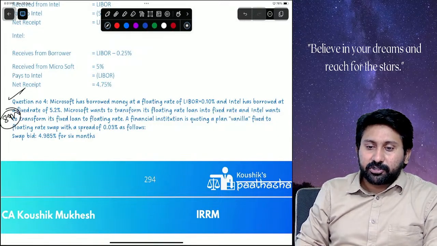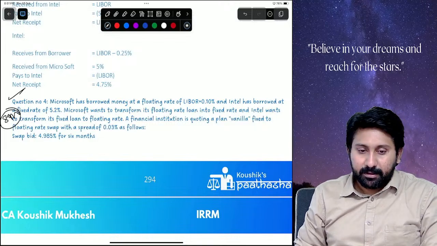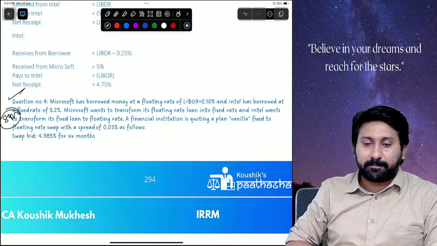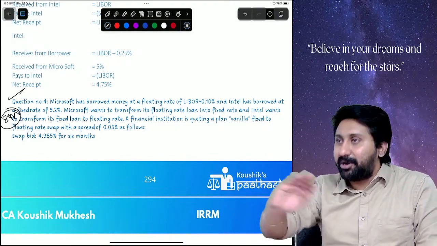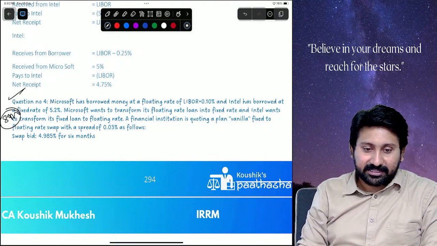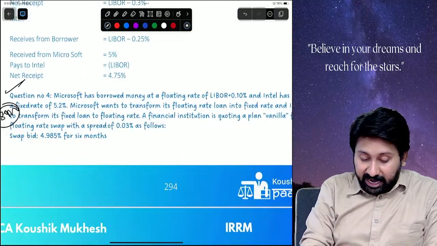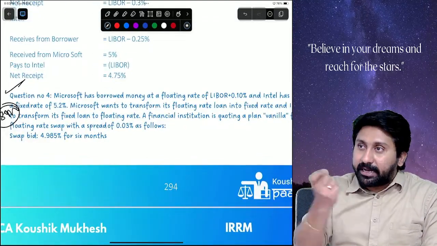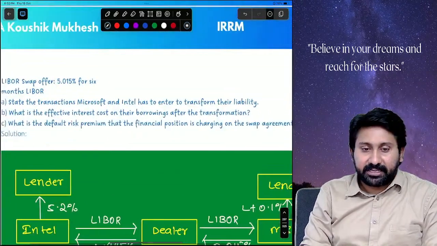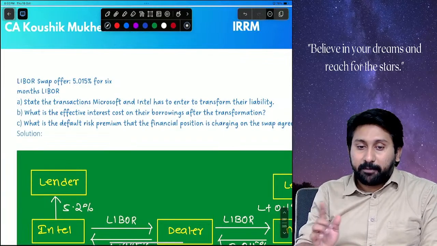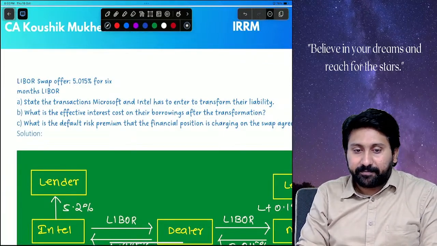A financial institution is quoting a plain vanilla fixed to floating rate swap with a spread of 0.03% as follows. Vanilla has nothing to do with it; vanilla means normal. Next, the swap bid. See, the technicalities will start. Swap bid: 4.985% for 6 months LIBOR. Next, swap offer: 5.015% for 6 months LIBOR.